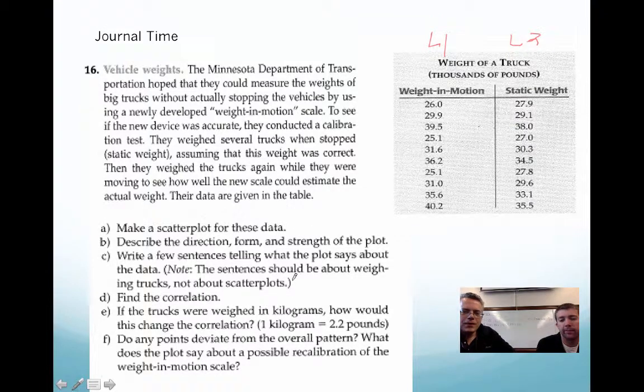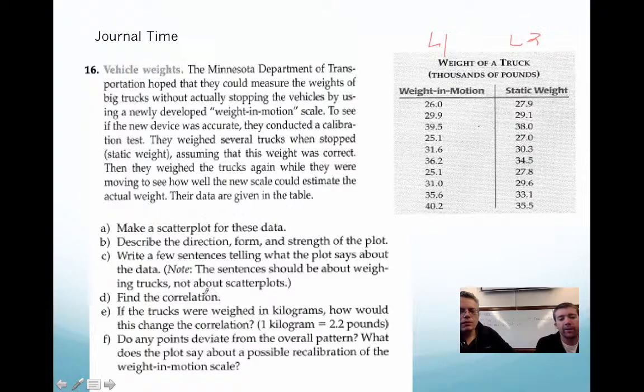What do they mean by that sentence in parentheses? The sentences should be about weighing trucks, not about scatter plots. So don't say the dots are going downward, or strong. We want to talk about the association between static weight and weight in motion. Make sure it's about the problem, not your graph.